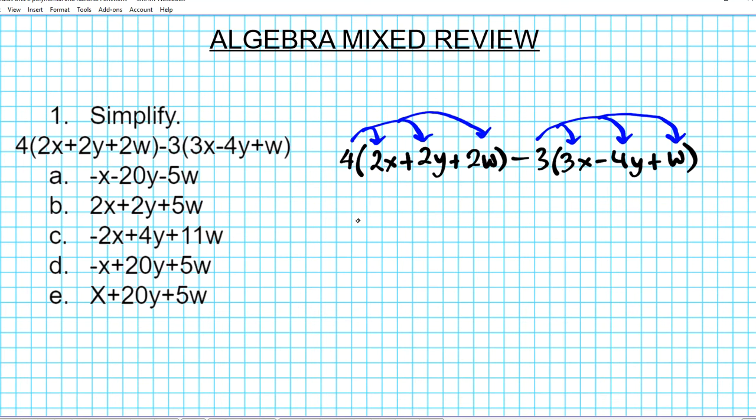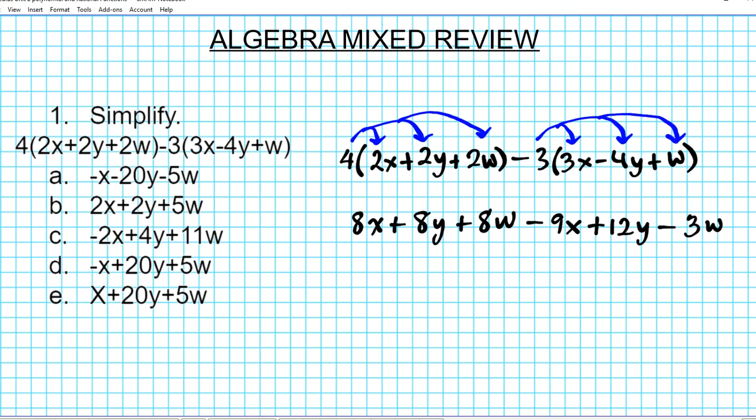So if we distribute here, 4 times 2 is 8. We have 8x plus 4 times 2 is 8, 8y plus 4 times 2 is 8, 8w. Now let's distribute the right side. Negative 3 times 3x is negative 9x. Negative 3 times negative 4 is positive 12y. Negative 3 times w is negative 3w.